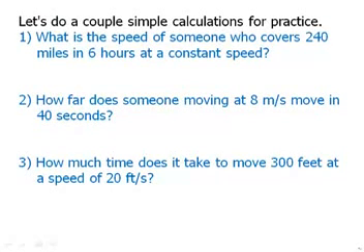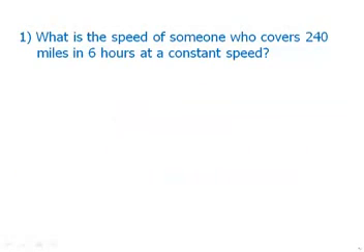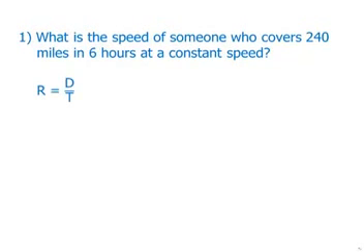Let's do a few simple calculations for practice. So pause the video and then we'll talk about these three questions. Okay. The first question, what is the speed of someone who covers 240 miles in 6 hours at a constant speed? Well, we're given distance, we're given time, and we're looking for rate.